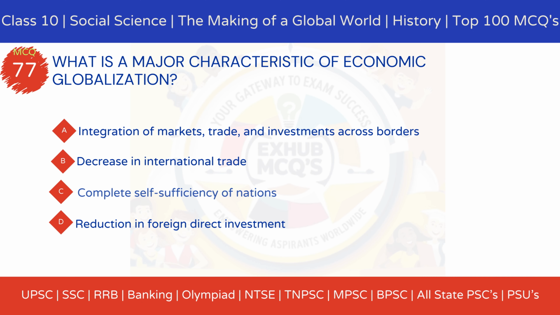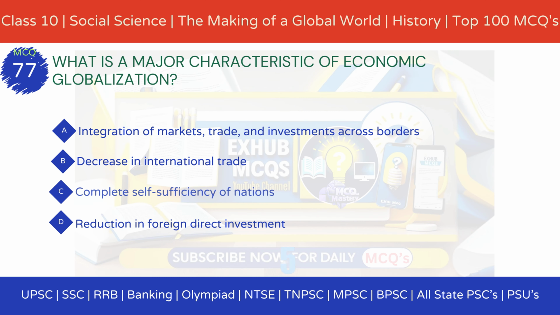MCQ 77. What is a major characteristic of economic globalization? Option A. Integration of markets, trade, and investments across borders. Option B. Decrease in international trade. Option C. Complete self-sufficiency of nations. Option D. Reduction in foreign direct investment.